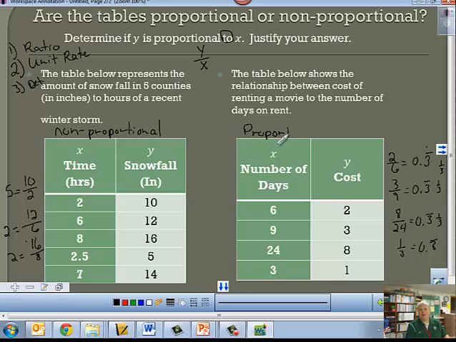And why is it proportional? It is proportional because it increases by the same amount. What I do to my number of days is the same to get me to my cost. I'm simply taking the number of days and I'm multiplying it by 1/3, and that'll give me my cost. That is really all this lesson is all about. You're going to get a bunch of tables and you have to determine whether they are proportional to each other or not.